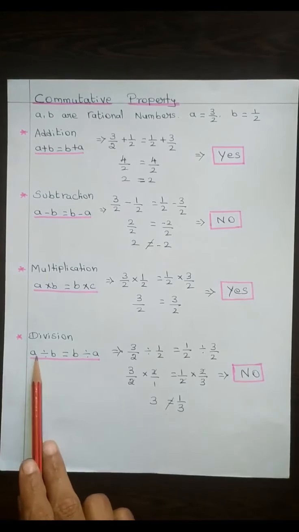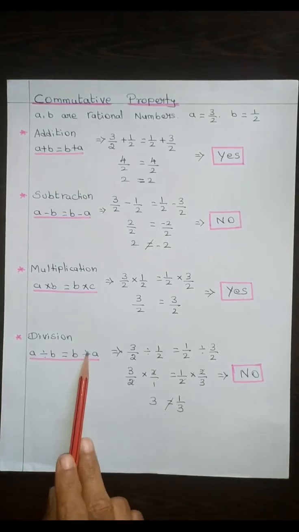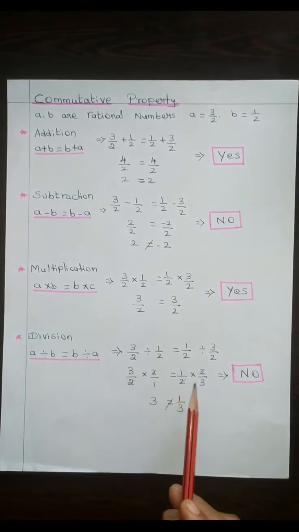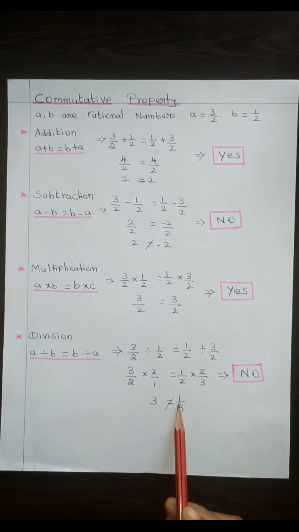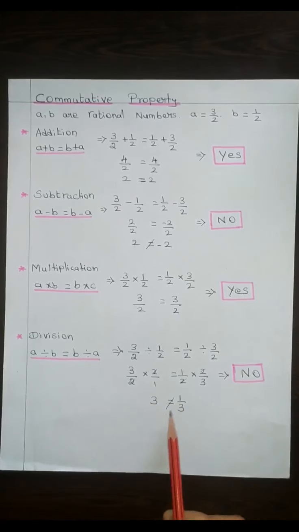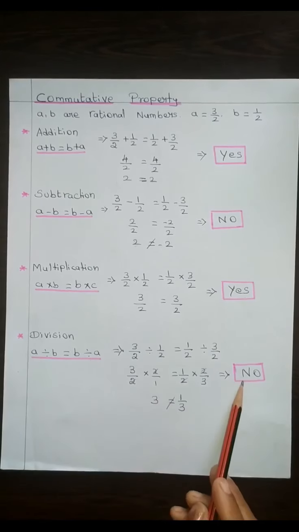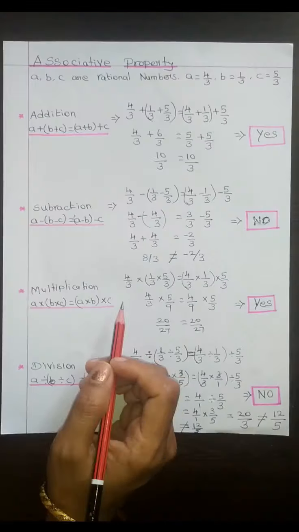In division, A divided by B equals B divided by A. I applied the numbers in the property. I got the answer 3, which is not equal to 1 by 3. That means left hand side is not equal to right hand side. So we come to know division is not commutative for rational numbers.